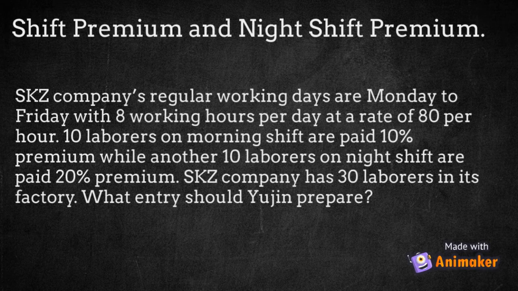For shift premium, SKZ Company's regular working days are Monday to Friday with 8 working hours per day at a rate of 80 pesos per hour. 10 laborers on morning shift are paid 10% premium while another 10 laborers on night shift are paid 20% premium. SKZ Company has 30 laborers in its factory. What entry should Eugene prepare?